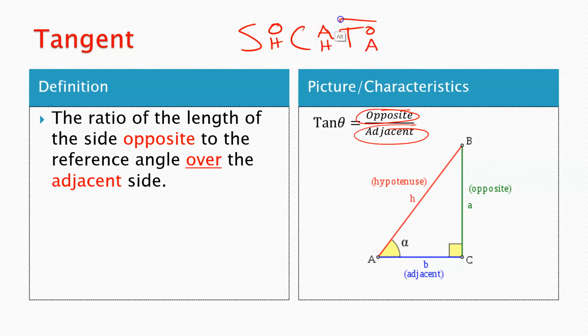Sohcahtoa. That TOA part at the end here, it's O over A, so it's going to be your opposite over your adjacent. All right, so how do we use this? Like I said, you won't really see how to use this to find missing sides or angles until next week. What we're going to be doing is using Sohcahtoa, sine, cosine, and tangent, just to set up the problems.